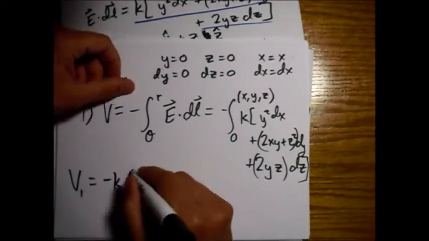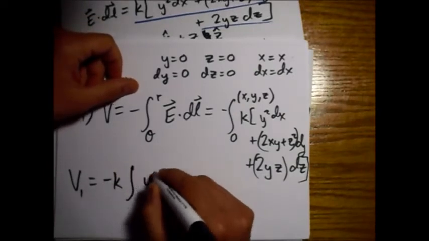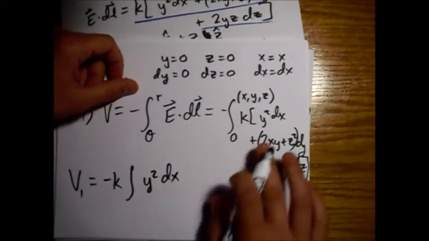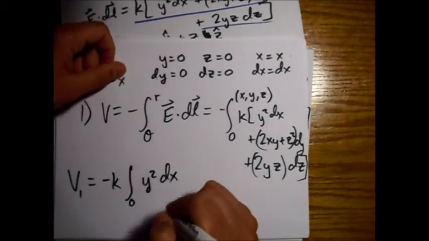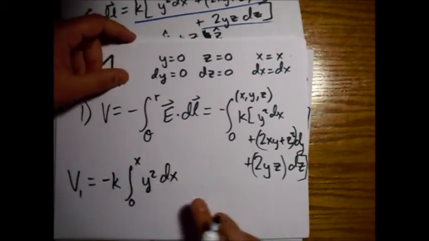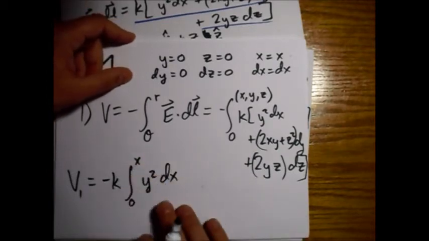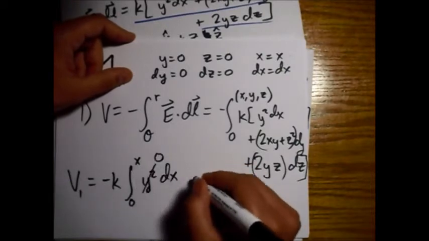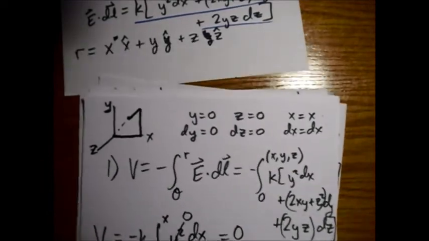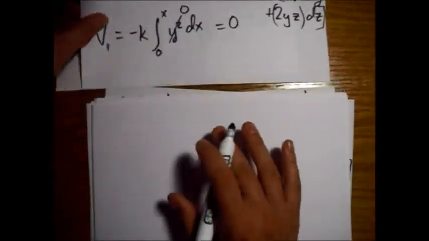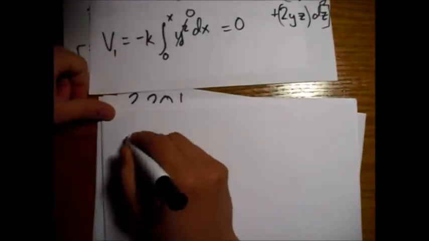So I'll bring the k out front, and I'll just write this one down because dx is not equal to 0 here. We were going to go from 0 to the point x. But again, y is equal to 0, and this just gives us 0. So that's our first leg of our journey, turning into quite a long problem.